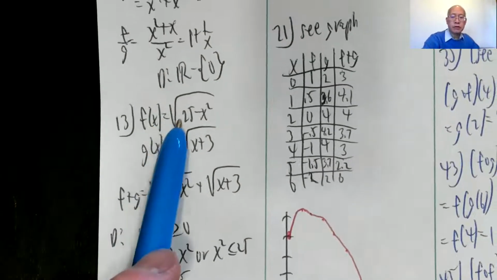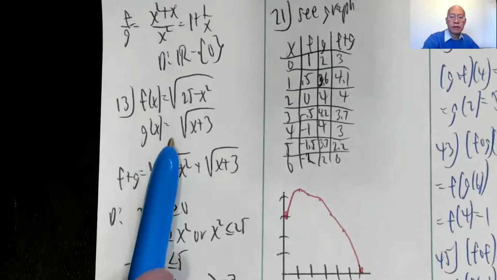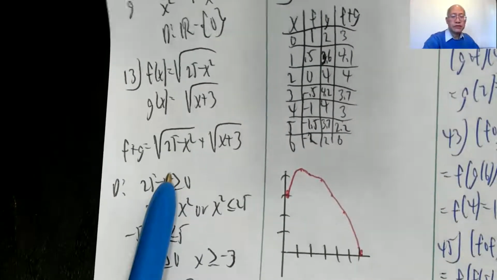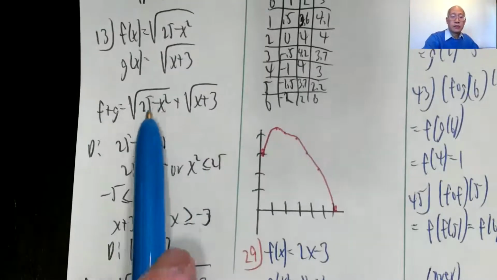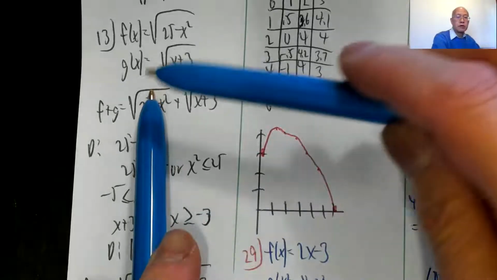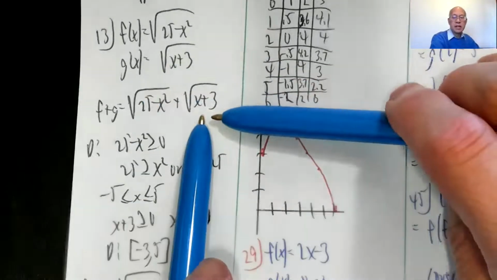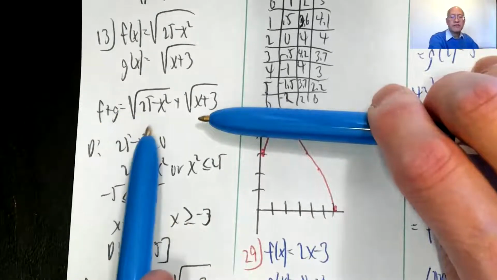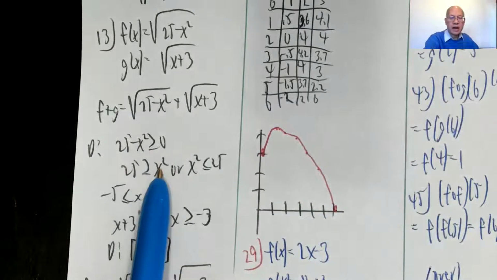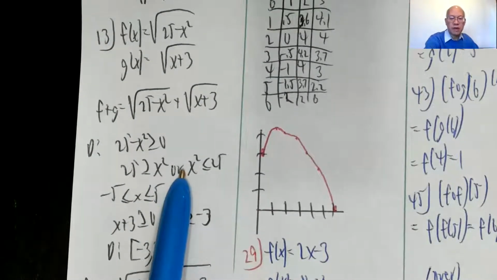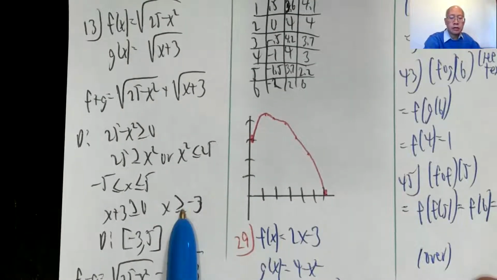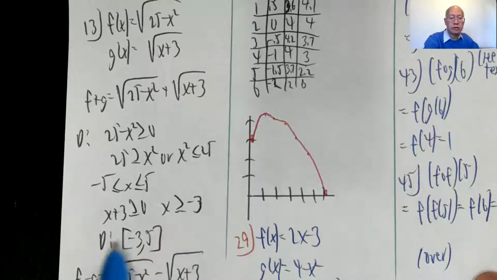13, f of x is radical 25 minus x squared. g of x is radical x plus 3. f plus g is this function. As for the domain, whatever is underneath the square root has to be greater than or equal to 0. x plus 3 greater than or equal to 0 means x is greater than or equal to -3. This one, 25 minus x squared is greater than or equal to 0. Add x squared. That means x squared is less than or equal to 25, which means x is between -5 and 5. So this has to be true, and this has to be true. So that includes only numbers between -3 and 5 inclusive.